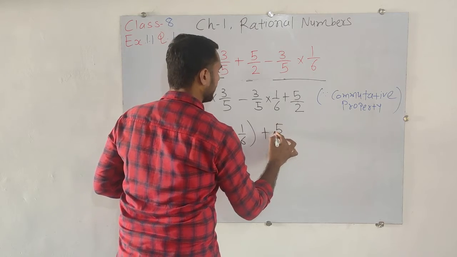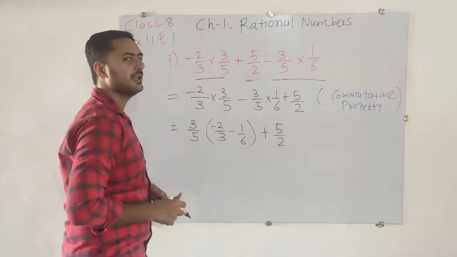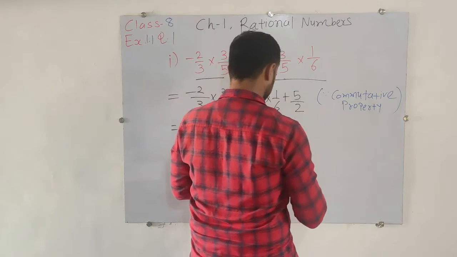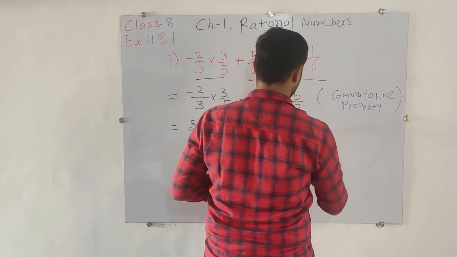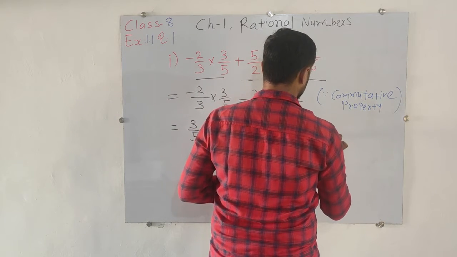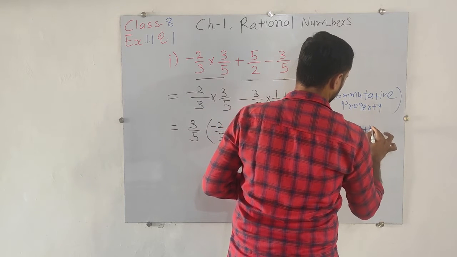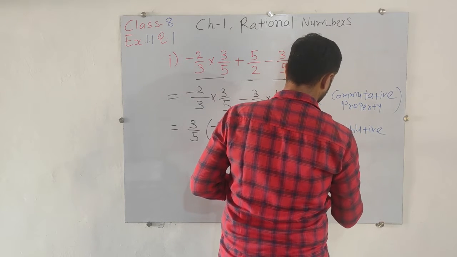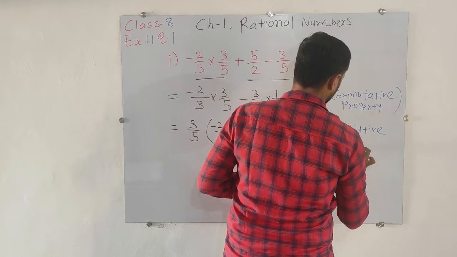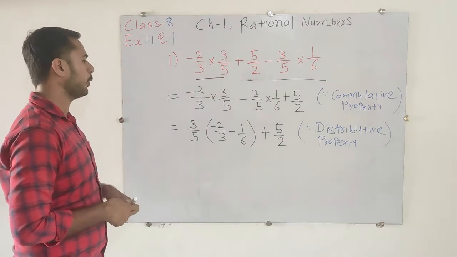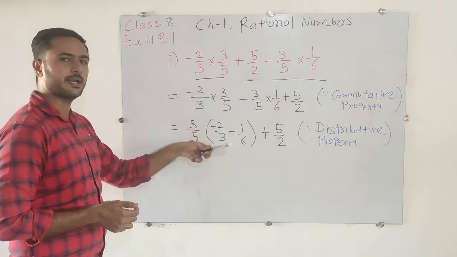Plus 5 by 2. Now here again, which property did we use? This is the distributive property. So here we will write the distributive property. That's done. Now we'll solve this bracket first.